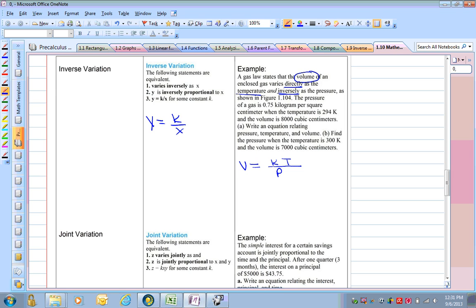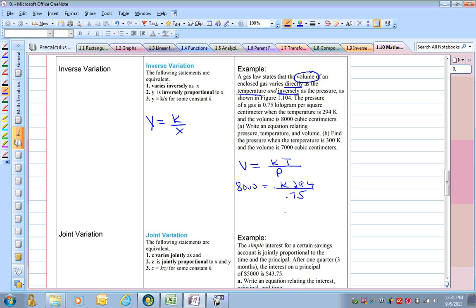So the first thing is just setting this up correctly. Then we're just into substituting things in and finding our information. It says the pressure of the gas is 0.75 centimeters, and when the temperature is 294, the volume is 8,000. So let's figure that out. The volume is 8,000. We're looking for the constant, when the temperature is 294 Kelvin and the pressure is 0.75.